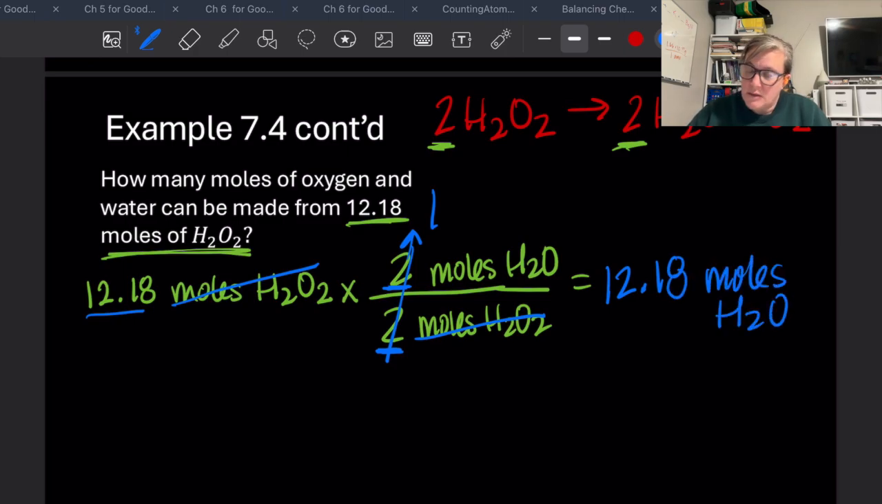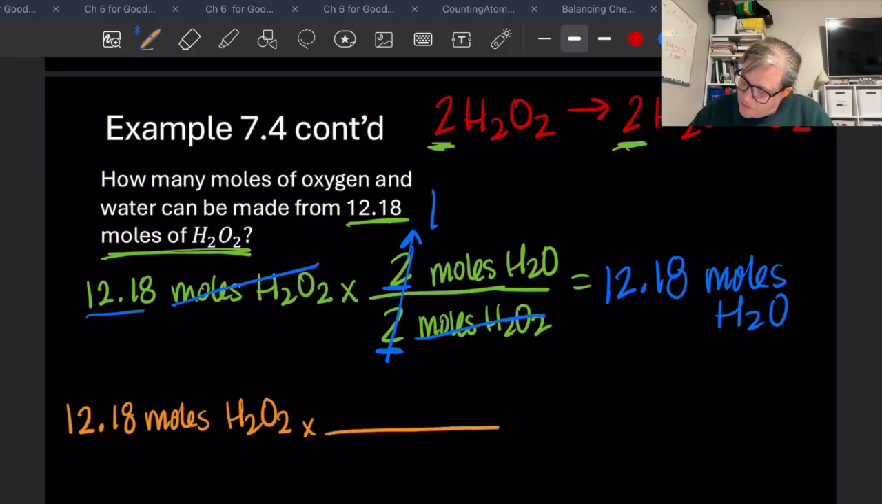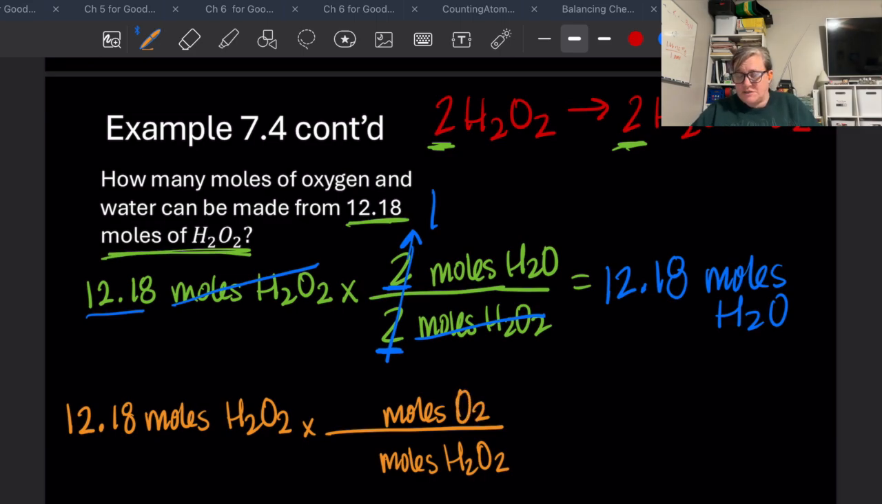Okay, so now let's look at how many moles of oxygen we're going to need. Again, I'm still going to start out with 12.18 moles of hydrogen peroxide because that's what they gave us in the problem. Then I'm going to use that conversion factor. I'm going to start out on the bottom with moles of H2O2. And then on the top, I'm going to have what I'm looking for, which is moles of O2 this time.